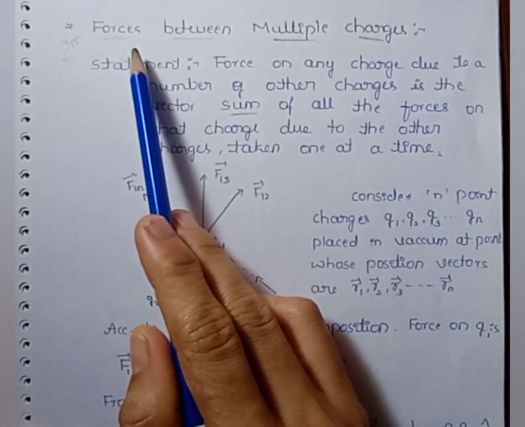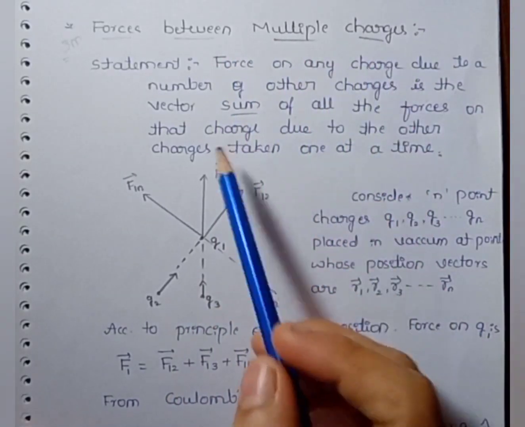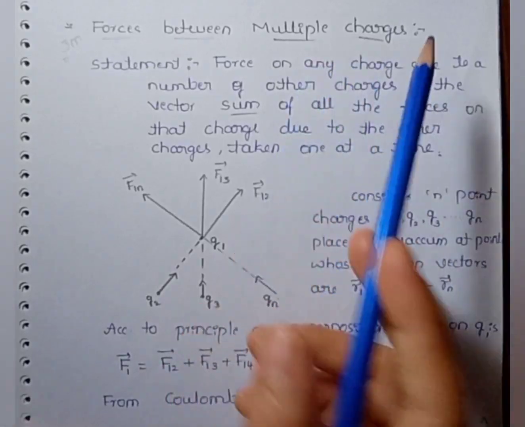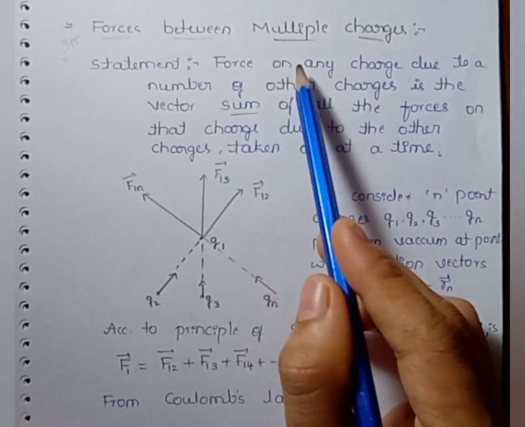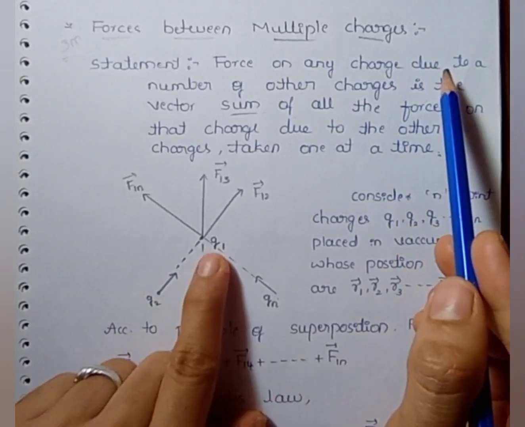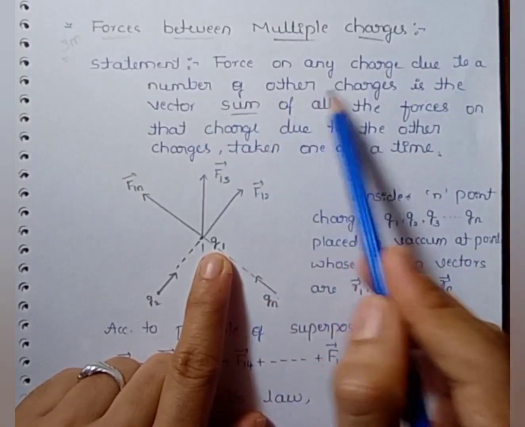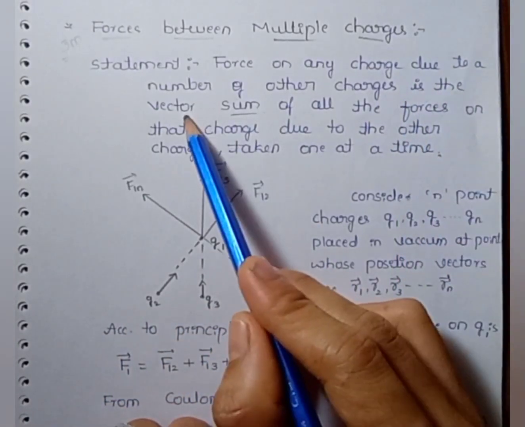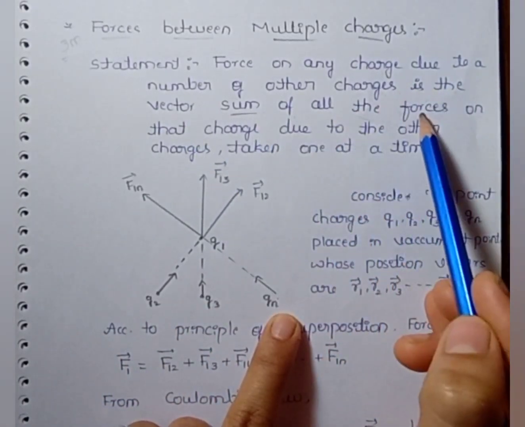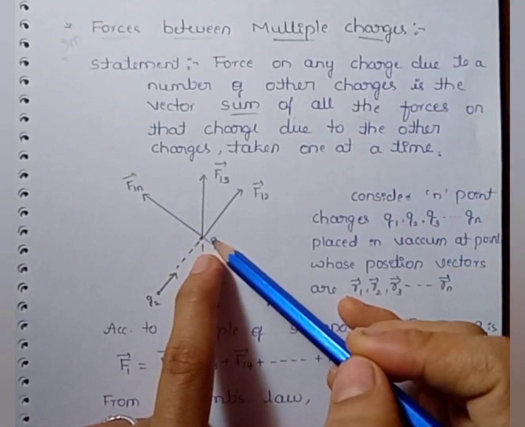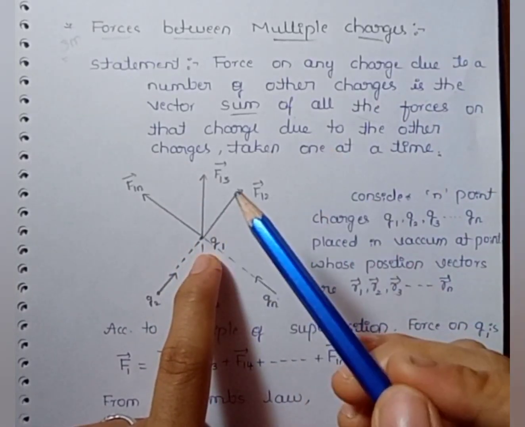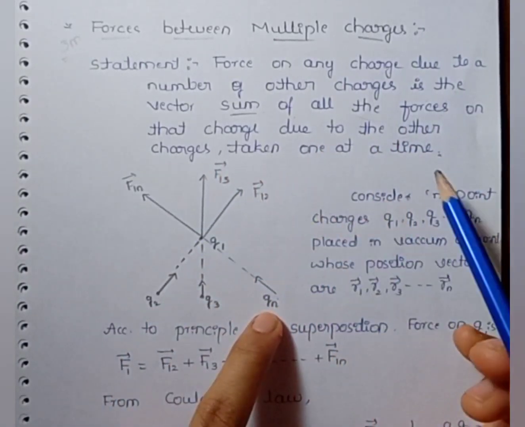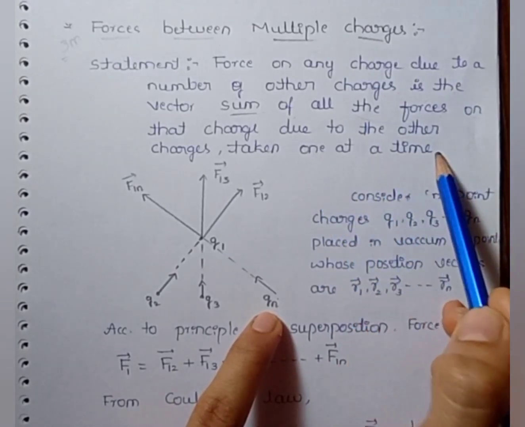Next concept is forces between multiple charges, and this one is important for 3 marks. This one is also called superposition of multiple charges. Statement: force on any charge, meaning Q1, due to a number of other charges, meaning Q2, Q3 and so on up to Qn, is the vector sum of all the forces on that charge. It is equal to the force on Q1 due to the other charges Q2, Q3, Q4 and so on up to Qn, taken one at a time.